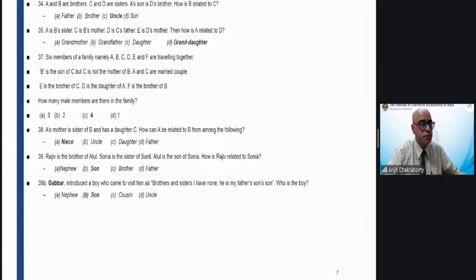Sonia is the sister of Sunil. I guess we need one more fact. Atul is the son of Sonia. Okay, now we have got it. Atul is the son of Sonia. Now I think we get it.